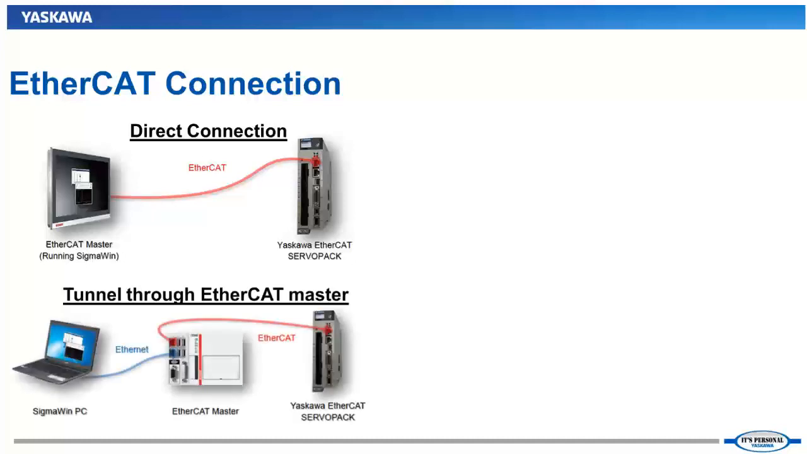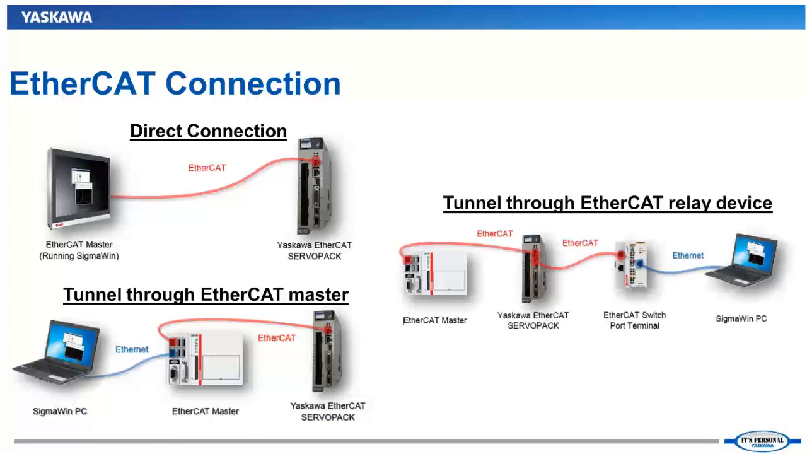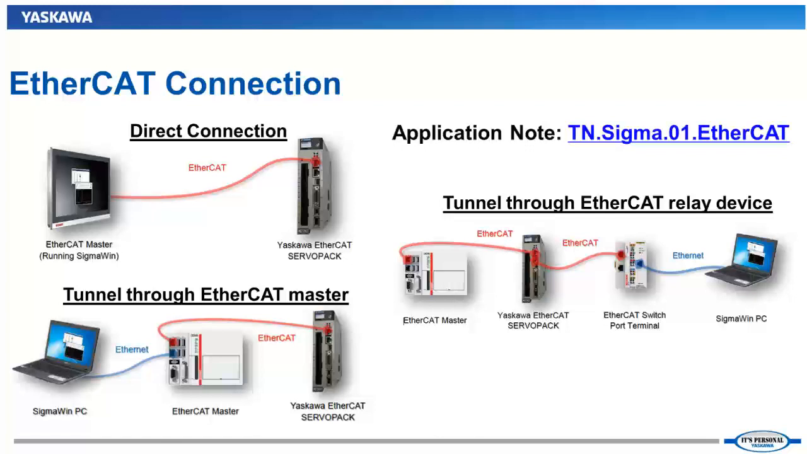You can also tunnel through an EtherCAT master, which, as shown here, you have Sigma7 on a separate PC, and you connect via Ethernet to your master, and then it tunnels through EtherCAT to connect to the SERVOPACK. And the last connection option is going through an EtherCAT switch or port terminal. Same idea as tunneling through the master, except for it is a separate switch or terminal. And just a reminder, the application note will go through all of these features in more detail.